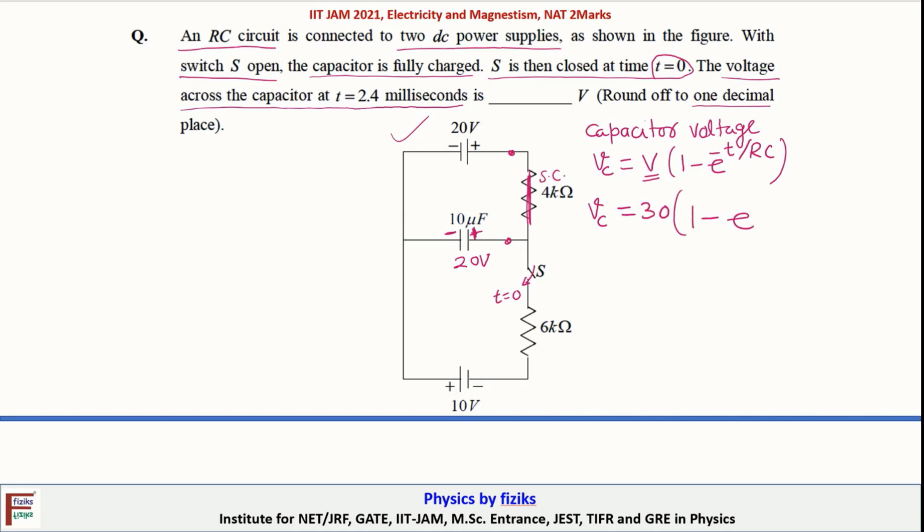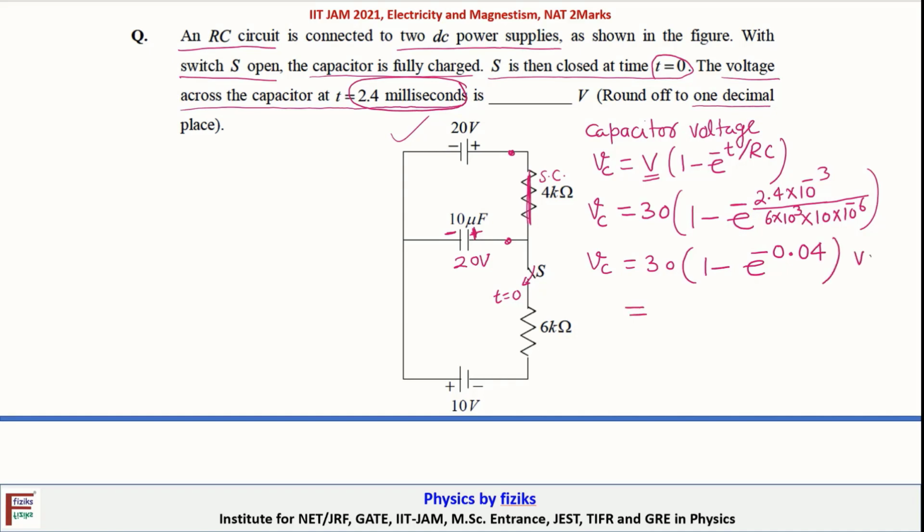1 minus exponential of minus t, where t is 2.4 millisecond. So we have to write 2.4 10 to power minus 3 second. R is 6 kilo ohm, so that is 6 into 10 to power 3. And C is 10 microfarad, so that is 10 into 10 to power minus 6. So this Vc is given by 30 into 1 minus exponential of, if we solve this value, minus 0.04.